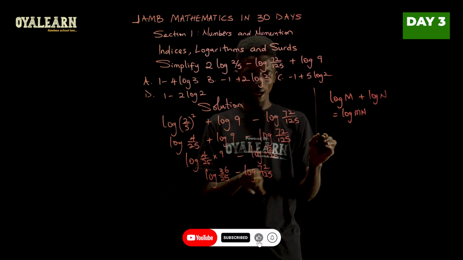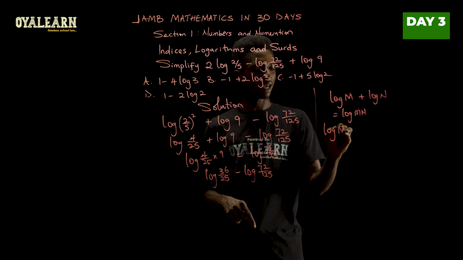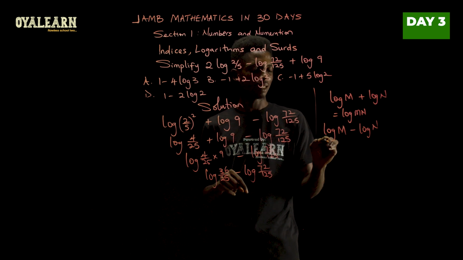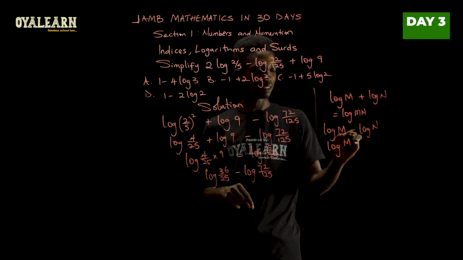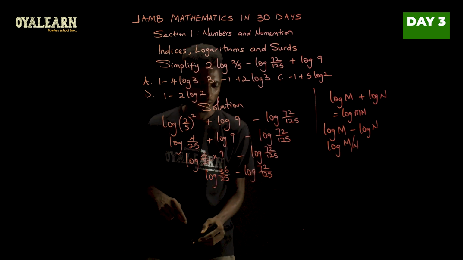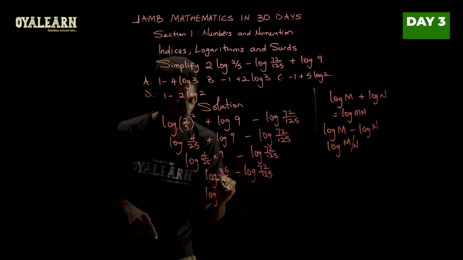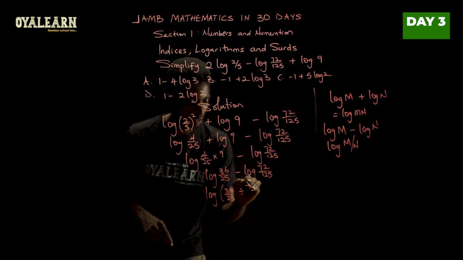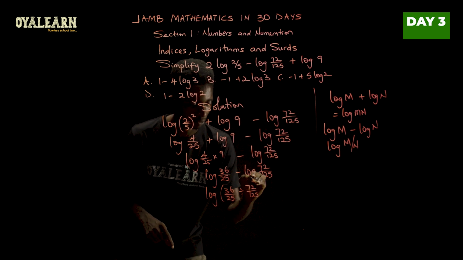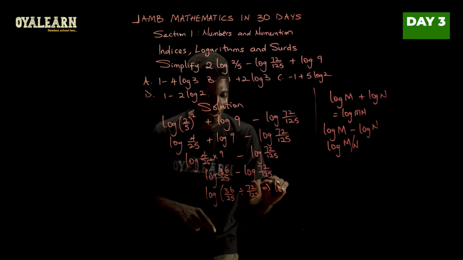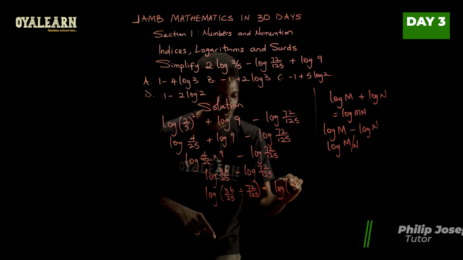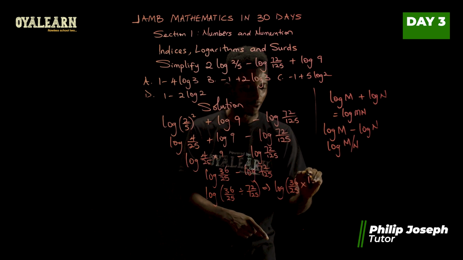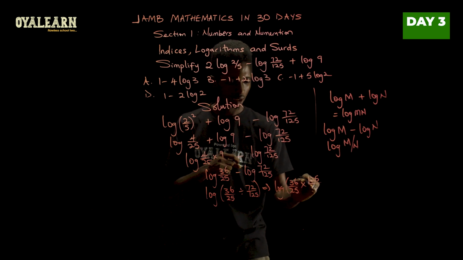And again, when you have log of m minus log of n, as long as they have the same base, it can be written as log of m divided by n. So applying that, we then have log 36 over 25 divided by 72 over 125. Now we know that this can be written as log of 36 over 25 multiplied by, then we flip this, and then we have 125 over 72.